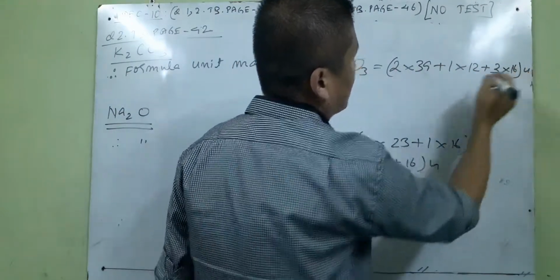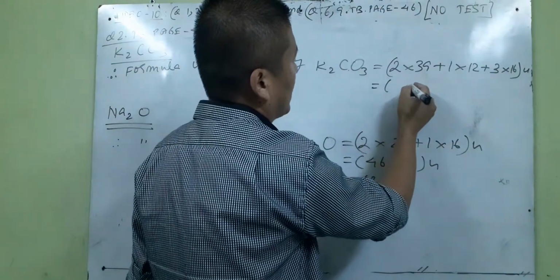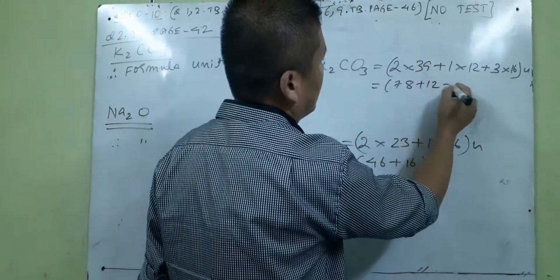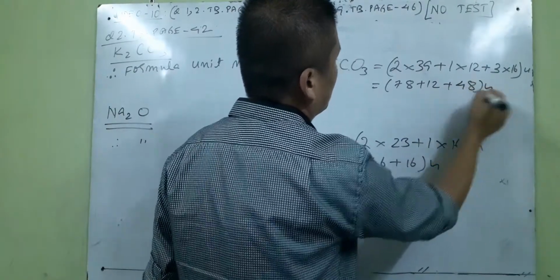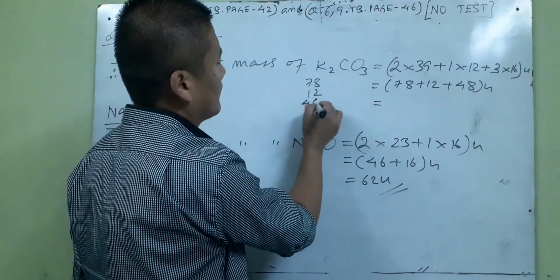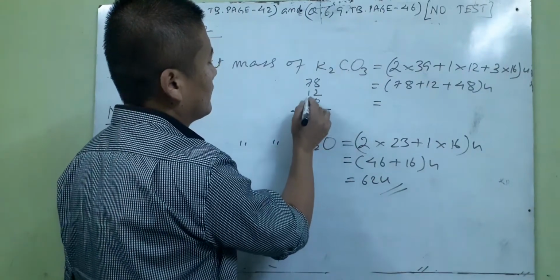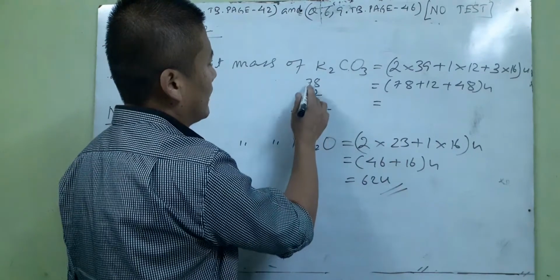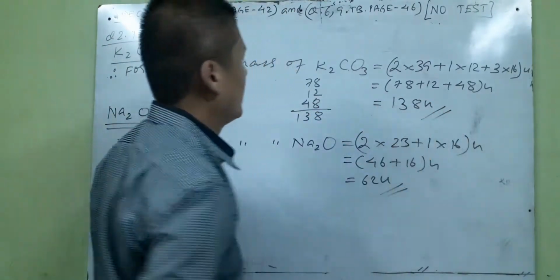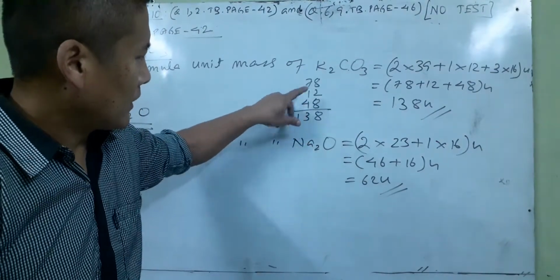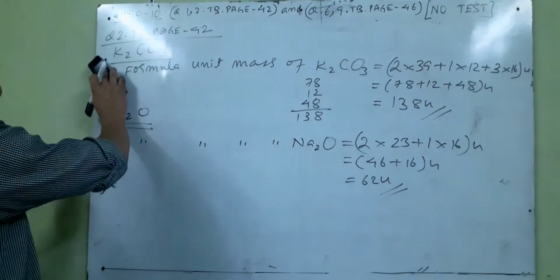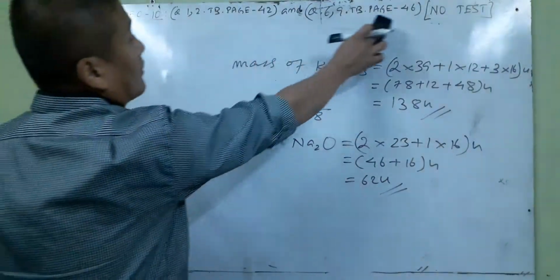So this is U. So 2 9s are 18, 2 3s are 6, 78. Plus 12 plus 48 U. When you add 78, 12 and 48, you are going to get 138 U. So that is completed question number 2 also. Now we go to the next question, question 6 on page 46.